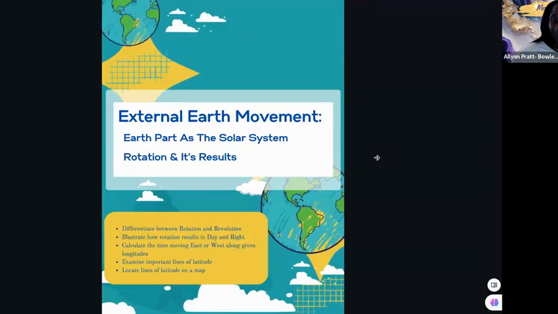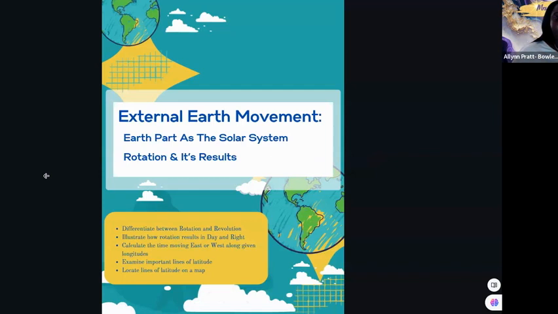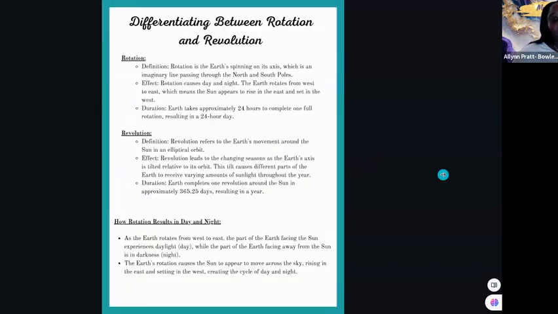Now we can move on to the structure of the earth. And so, no, we're going to move on to external earth movements. We're going to learn the parts of the solar system and then rotation and revolution.